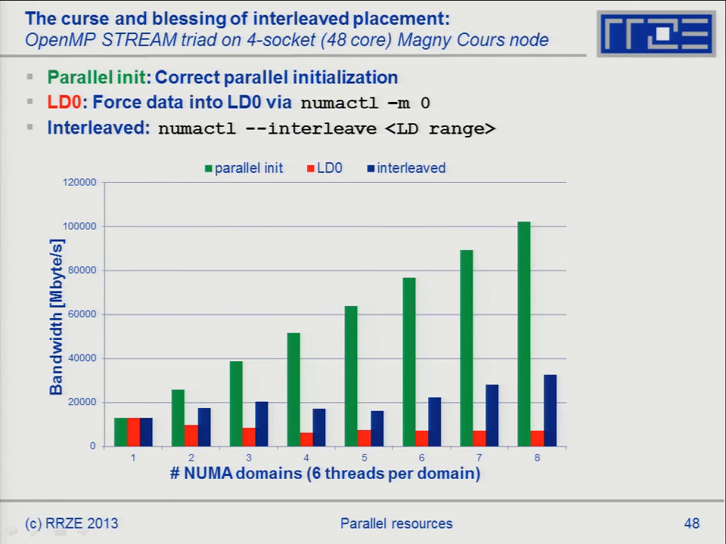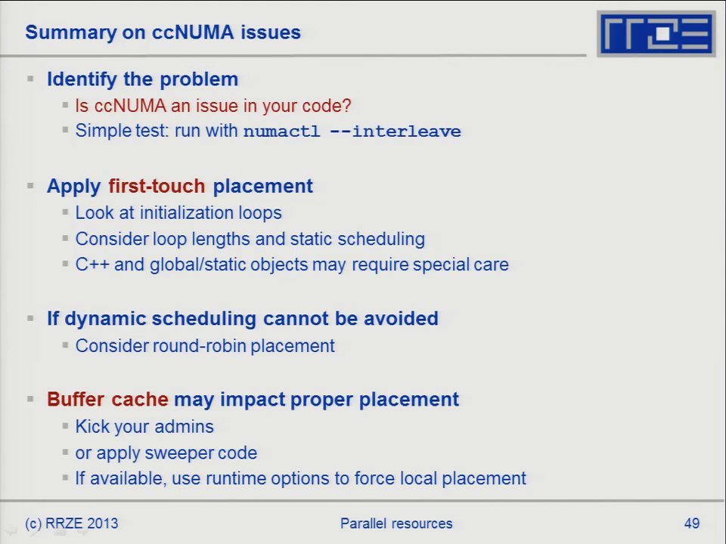Okay. So the last part, let me finish up. When we deal with ccNUMA, we have first to identify the problem. Is there an issue in your code? The first test is numactl --interleave. If it gets faster, you have a NUMA problem. Yeah? And then you can dive in and try hardware performance counters, for example, to identify the issue more exactly. Apply first touch placement, so parallelize loops, which you know are for initialization of data.